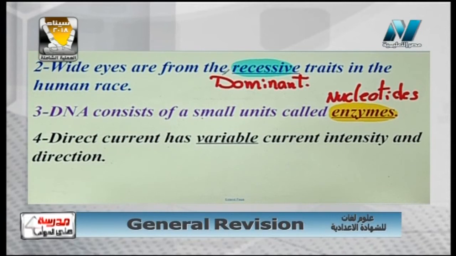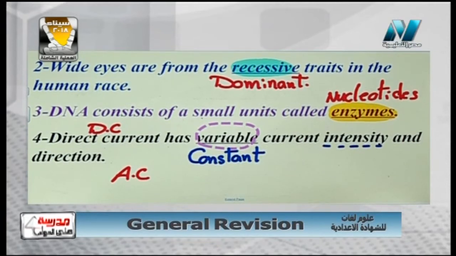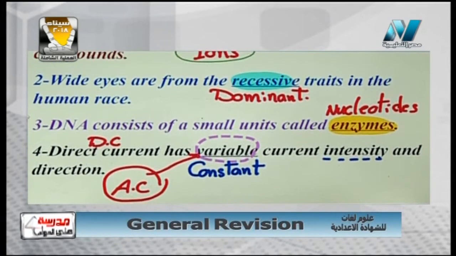Direct current has variable current intensity and direction. So we should differentiate between direct current as DC and alternating current as AC. We know direct current has what? Not variable current intensity and direction. The direct current has constant intensity and direction, while alternating current has variable intensity and direction. So we prefer to use alternating current than direct current, as I give reason for.